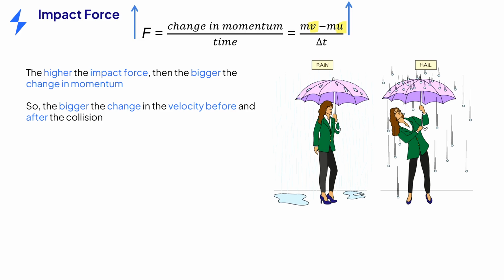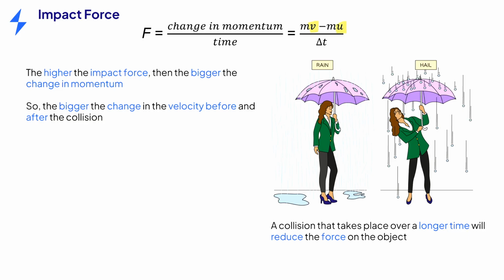Due to its higher mass, hail has a higher impact force with an umbrella than rain. More force is required to hold up the umbrella when it is hailing than when it is raining. A collision that takes place over a longer period of time will reduce the force of the impact on the object. For a bigger time, then, force is smaller.